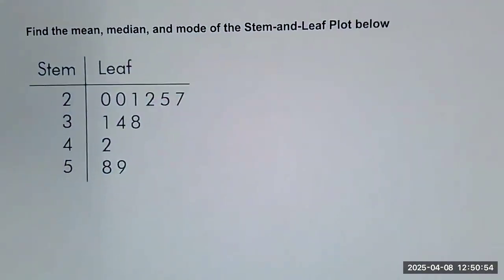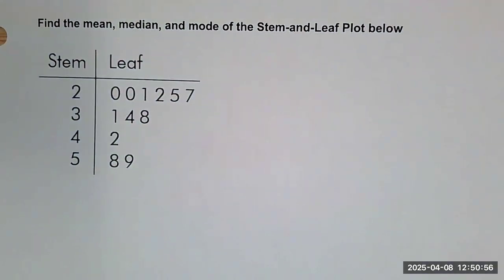Stem and leaf plot. Did you do stem and leaf plots in high school? I had never seen one until I got to college, but some people were like, oh yeah, we did a bunch of stem and leaf plots in high school. Oh, okay. Stem and leaf plots are, again, lazy ways of writing a bunch of data.